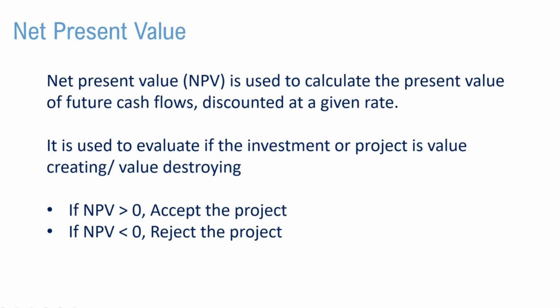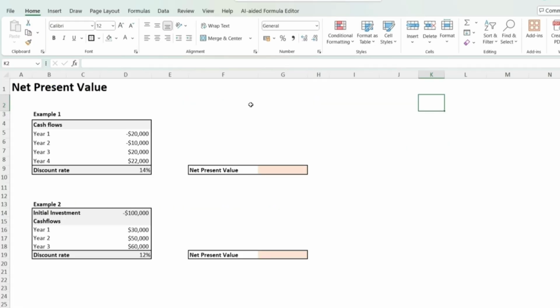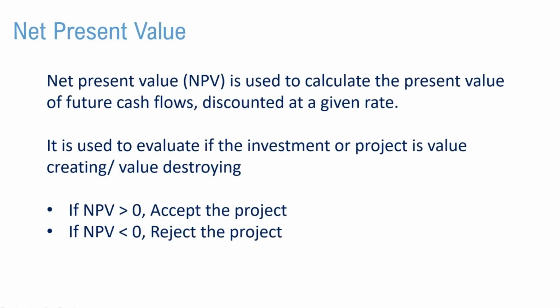So here we will look at two examples. In the first example, we have a series of cash flows from year 1 to year 4. In the first 2 years, the cash flows are negative, and in year 3 and year 4, the cash flows are positive. The discount rate for calculating the net present value is 14%. So we want to see whether this project is value creating or value destroying.